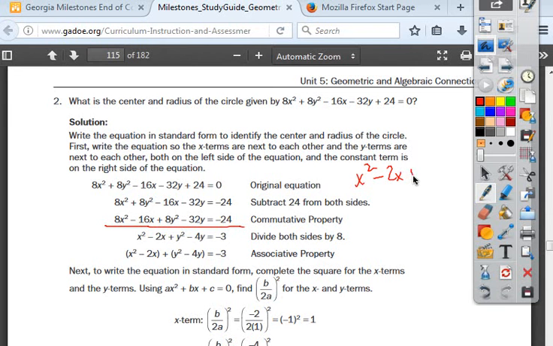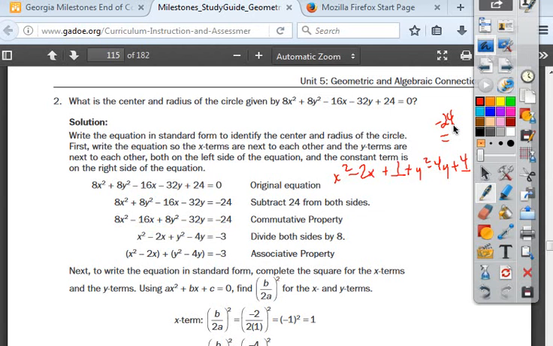See if we remember this part right here. Do we remember doing this? Find the number in the middle. What do I do with that number? Divide by 2 and then square it. So 2 divided by 2 is 1. 1 squared is 1. So that's my new number that I put in. 4 divided by 2 is 2. 2 squared is 4. And then, I don't have my room over here. The equal side is negative 24.